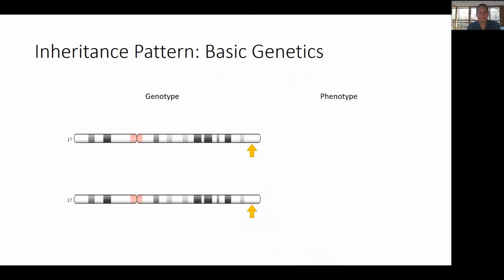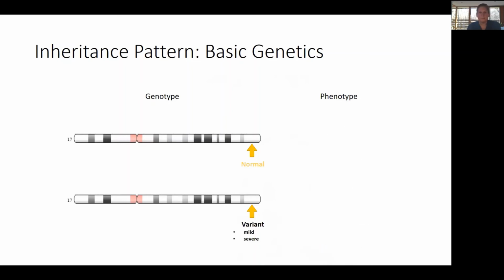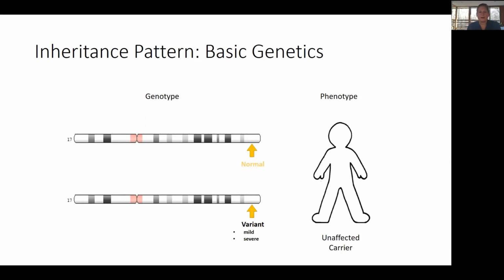So the basic genetics, when we look here, if on each copy of the gene for GAA there are 2 normal copies of the gene, then we would have an unaffected non-carrier. But if we look at the 2 chromosomes that are responsible for where the gene for GAA is located, and we have 1 normal copy of the gene and 1 copy of the gene that has a variant, whether it's mild or severe, this would be a person who is a carrier, an unaffected carrier of Pompe.